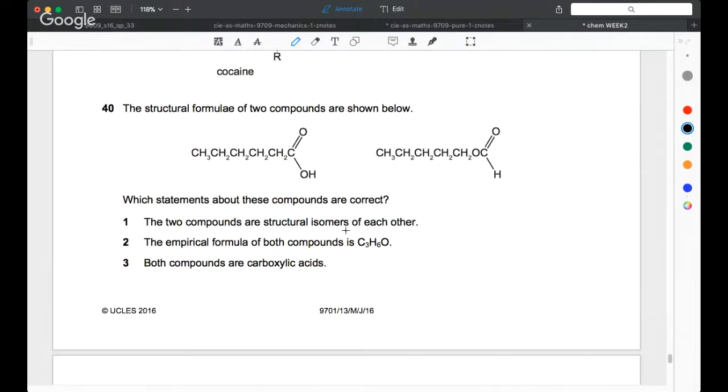So number 14. Are they structural isomers? How do you define structural isomer? Same molecular formula but different structure. I have to count the carbons: 1, 2, 3, 4, 5, 6. It's just the oxygen changing to that. So it's the functional group structure.